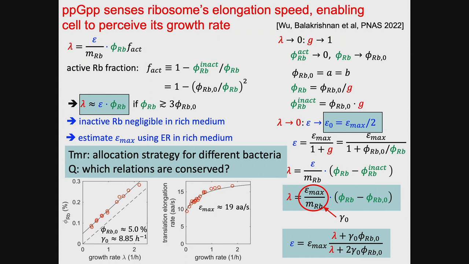The mass of the ribosome. Yes, mass of ribosome, within 10% is about the same. Okay, that doesn't count. Yes, the factor of 2 is very important. It keeps the factor of 2. Okay, what else?